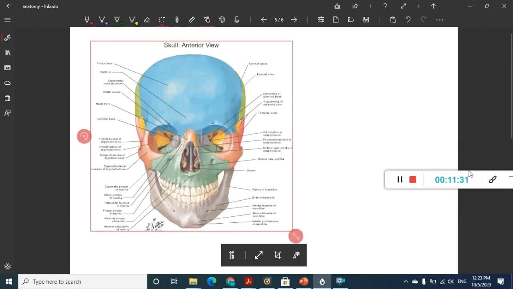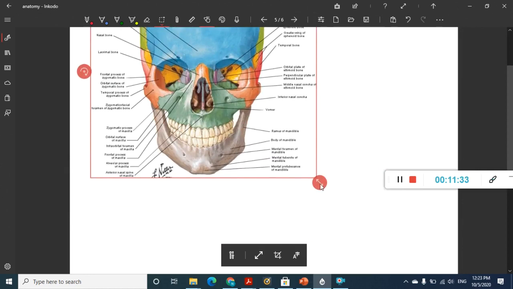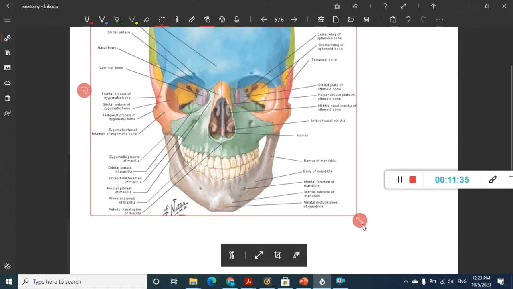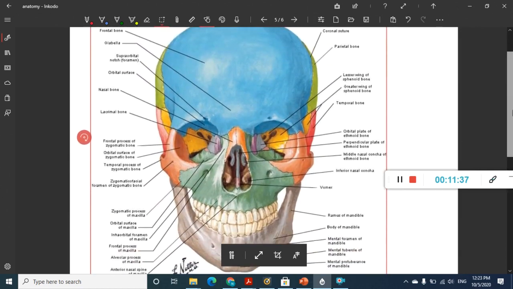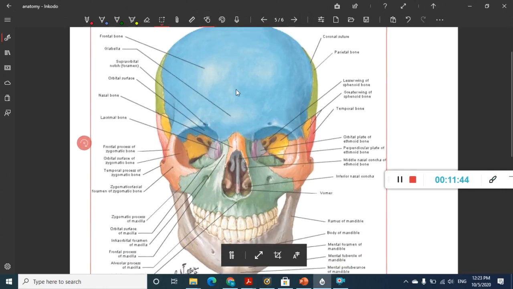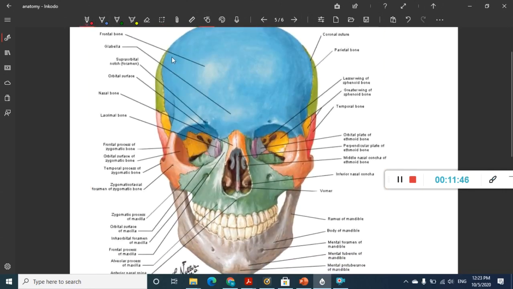Then the last thing here is about the sutures. You have those different sutures we will see. This is the frontal bone. In an infant you can even see one suture which is running like this. This is the metopic suture, which is the suture joining the two frontal bones, but this suture gets fused in adulthood.